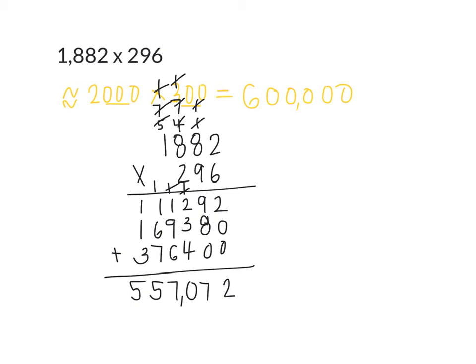Okay? My final answer is 557,072. That is quite a bit less than my estimate, but that's what I expected. Because remember, I rounded all my factors up. So my rounded product should be larger than my actual product. So based on my estimation, my answer seems reasonable.